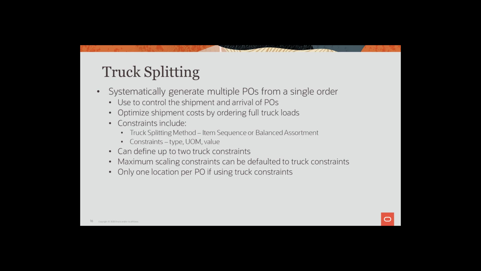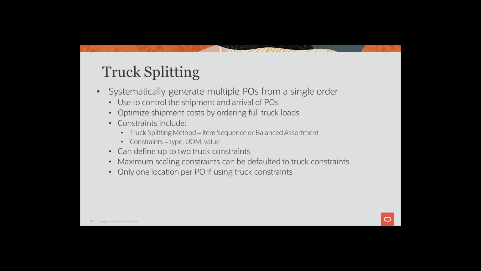Constraints for truck splitting are managed at the supplier inventory management level, but can also be updated on a PO-to-PO basis. This includes the truck splitting method, which can either be sequenced by item number or balanced across the assortment, which attempts to place some of each item into a truck.